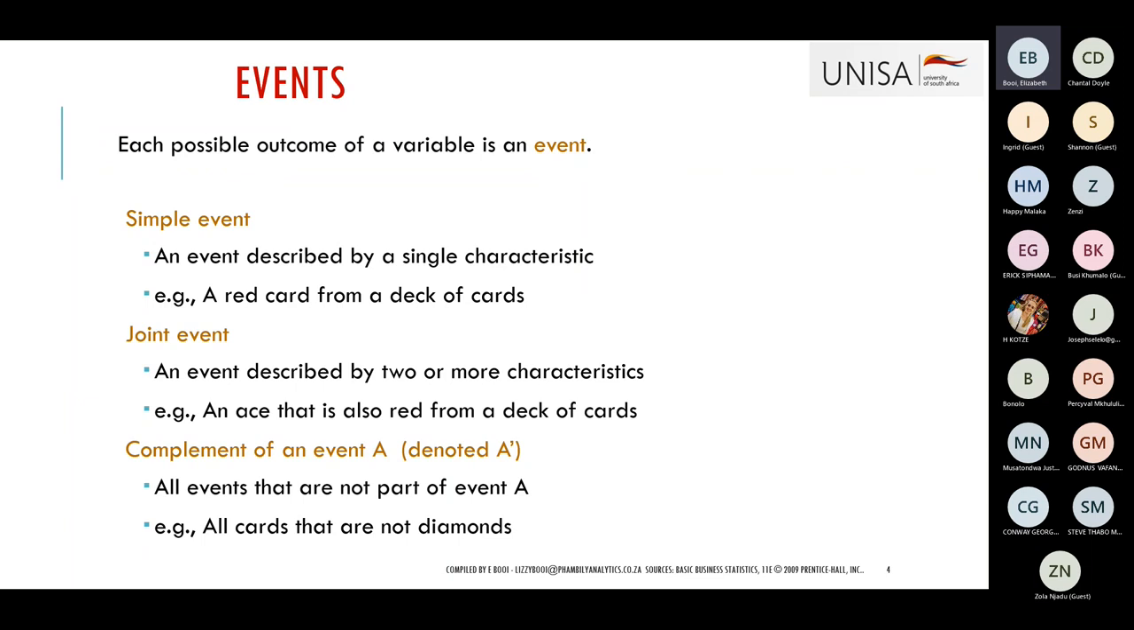So if I say I roll a die and the die lands on a one, what is the complement of a one? It will be all the other events: a die landing on a two, three, four, five, and a six. Those are the complement of a one.